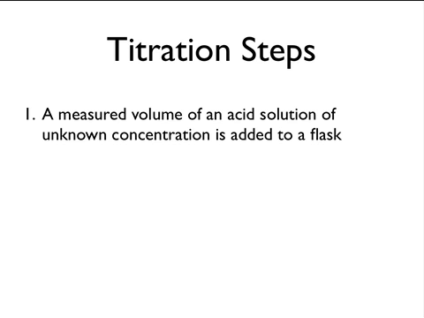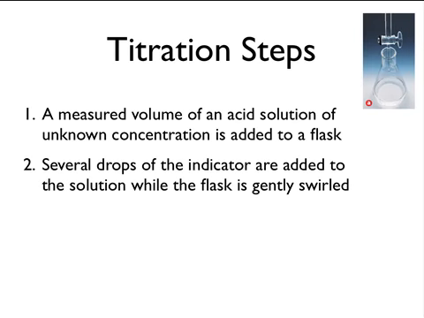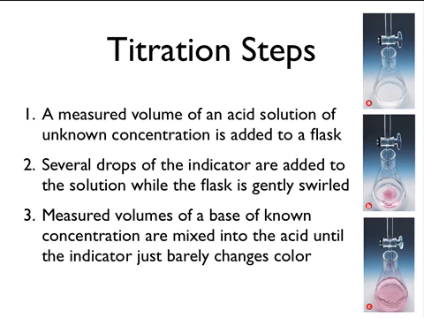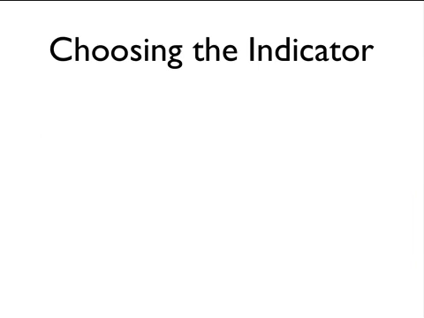So here are the steps of a titration. First, you have a measured volume of an acid solution of unknown concentration in a flask. Then you add several drops of indicator and swirl the solution as you add more of the chemical. So you're adding a measured volume of base, so you have acid in the flask, and then you're adding base from the burette into the mixture until the indicator just barely changes color. And that's going to tell you when you've hit the neutralization point.